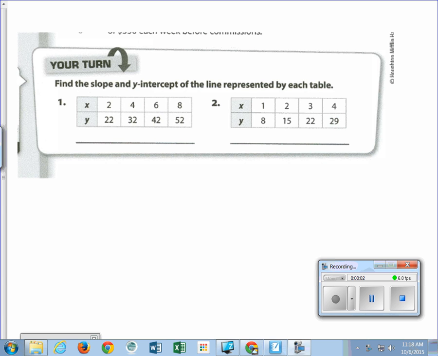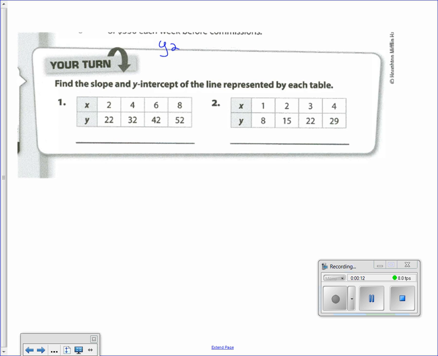In order to do some of the problems on your homework, you need to be able to find the slope and y-intercept from a table. So to find the slope from a table, you need to use the slope formula, which is y2 minus y1 over x2 minus x1.